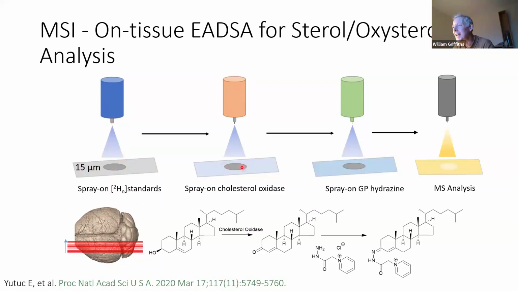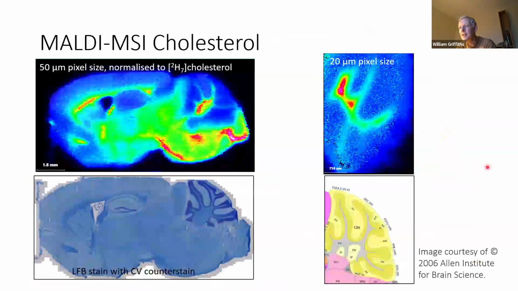Next, we spray on that cholesterol oxidase, that enzyme, to convert those 3 beta hydroxy groups into 3 oxo groups. Then we spray on the Girard reagent. Then we can just incubate and let the derivatization occur. And then we do the mass spectrometry imaging, where we record mass spectra pixel by pixel by pixel. So let's show you some data.